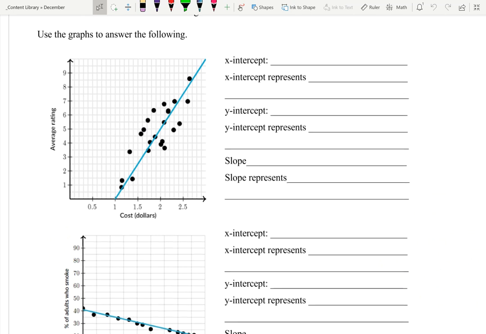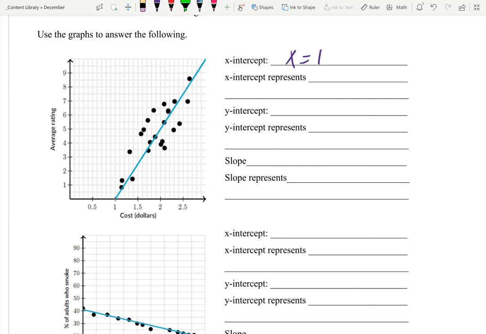We're talking about the cost in dollars and the average rating of whatever it is that they're referring to. The x-intercept is the place where this function is crossing the x-axis, which is right down here at the value 1. So our x-intercept is x equal to 1. Now, what does that mean? What that means is that the cost essentially starts at $1. You don't see anything below that. At an average rating of 0, the cost starts at $1.